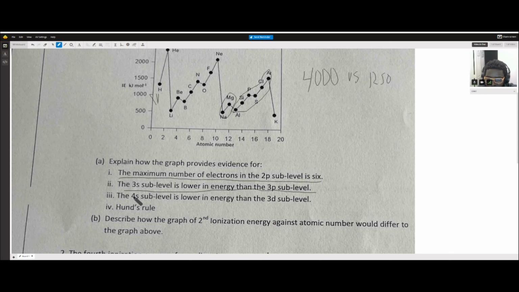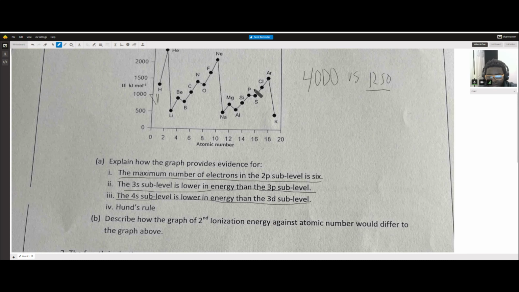What this graph shows, that this sublevel is lower in energy than 3d, is pure ionization energy, and it's the same thing as with 3s and 3p. For 3s, we can see that the overall ionization energy of the sublevel is lower than the ionization energy of the 3p. That 4,000 to 1,250.